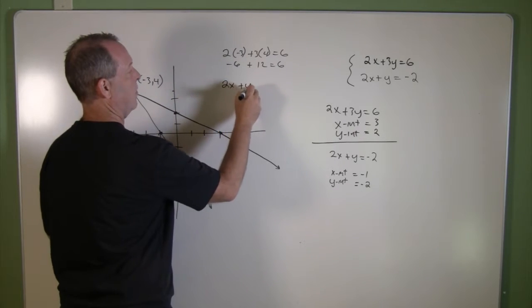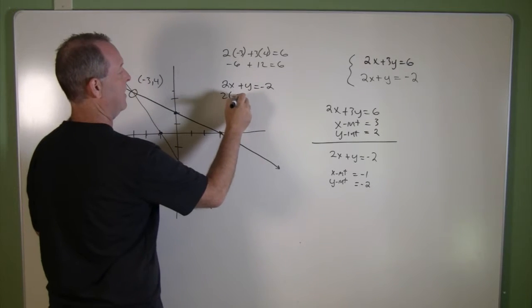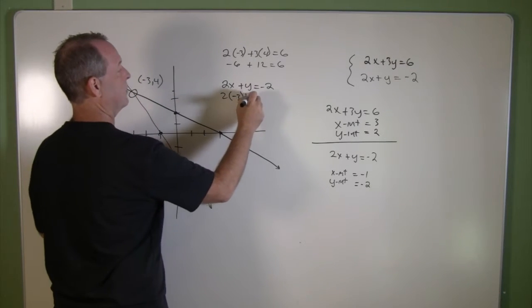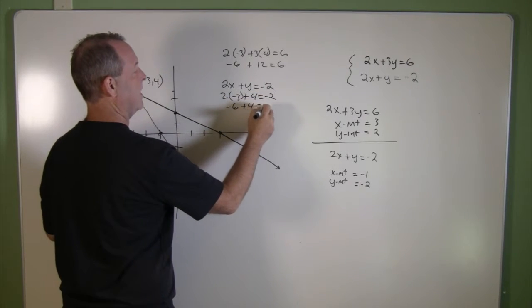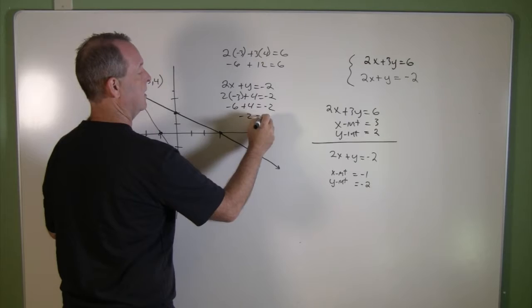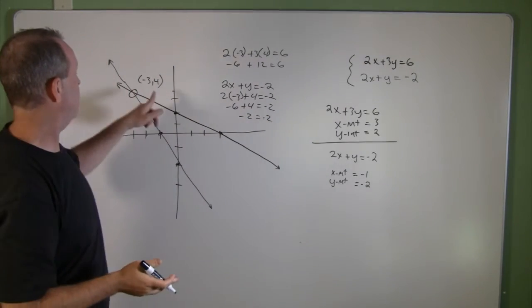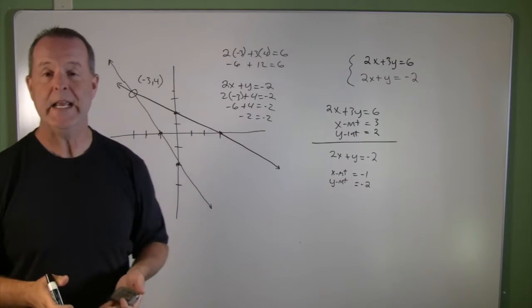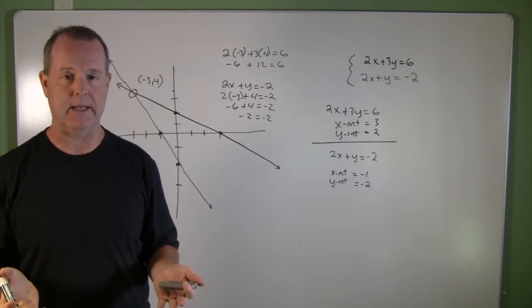So 2x plus y equals minus 2. The x is a negative 3 plus the y, which is a 4, equals a negative 2. Minus 6 plus 4 equals minus 2. Minus 2 equals minus 2. That is correct. So I have found that this solution, negative 3 and 4, is a solution to this entire system, and I found it graphically.